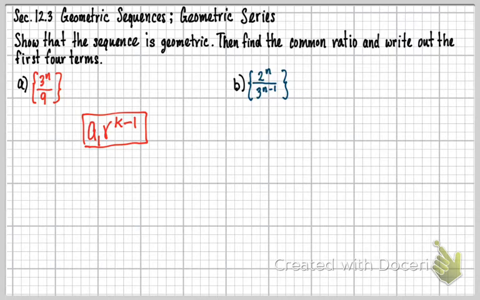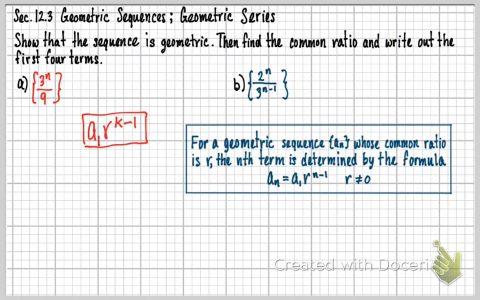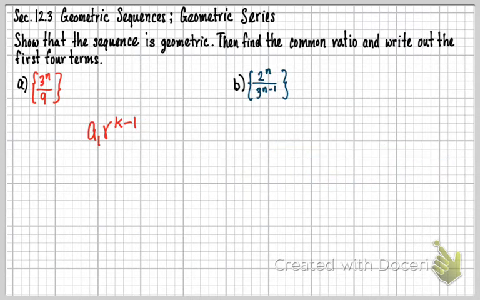That's what I'm thinking of when I think of geometric series. Remember the formula. There it is. It says a sub n equals a sub 1 times r to the n minus 1. So it's exactly this thing here, and that's what I'm thinking of here for this one. So that's what I'm looking for.